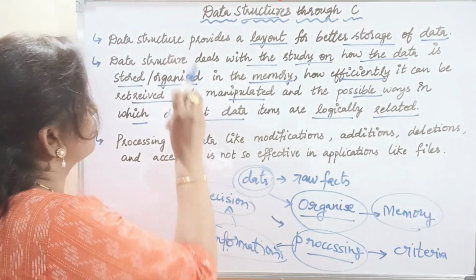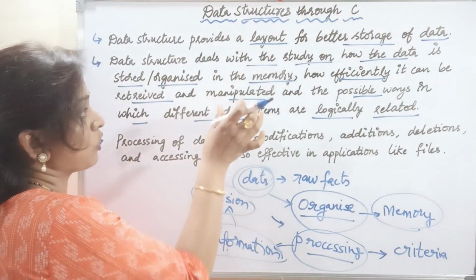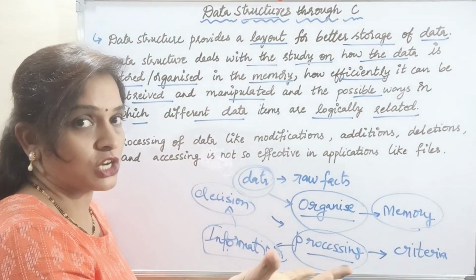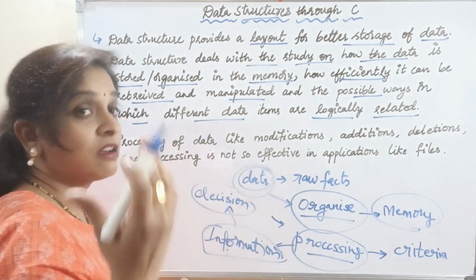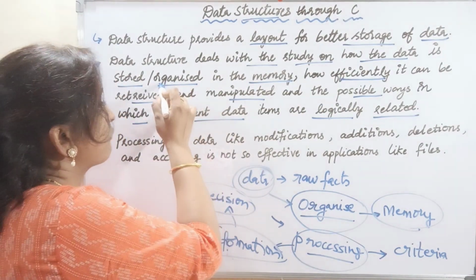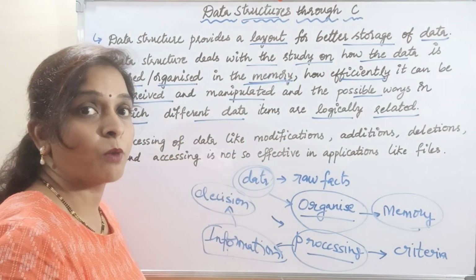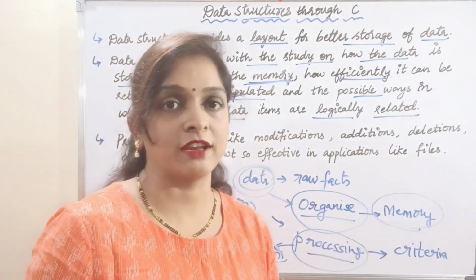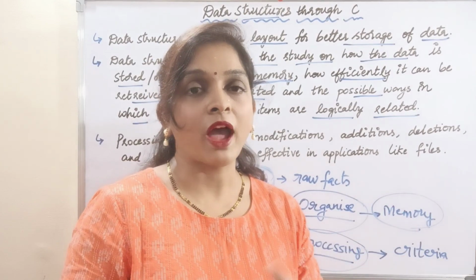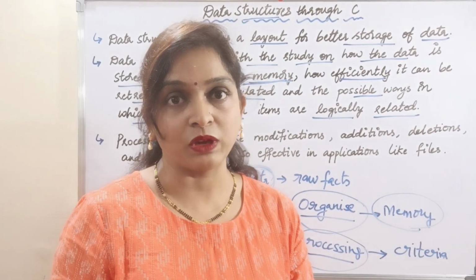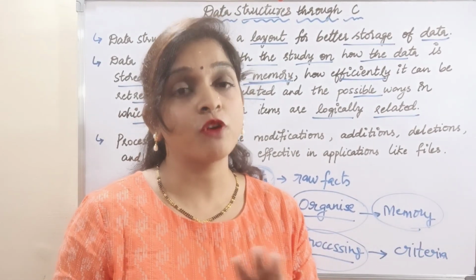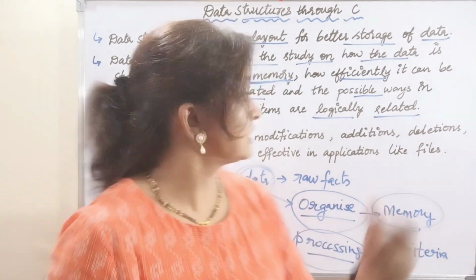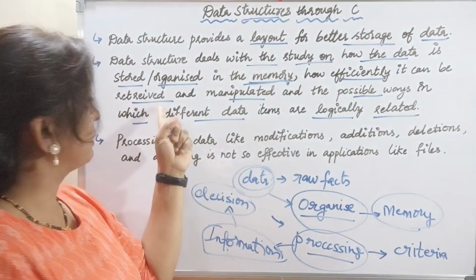So in order to store the data in an organized fashion, we have different structures, we have different formats. Why do we require that structure? Because we have to organize the data in the memory in a proper way. So for example, you take your bookshelf or almirah. You have to keep all your books in an organized way, otherwise it will be difficult for us to extract them. So that's what I'm saying: how efficiently it can be retrieved.